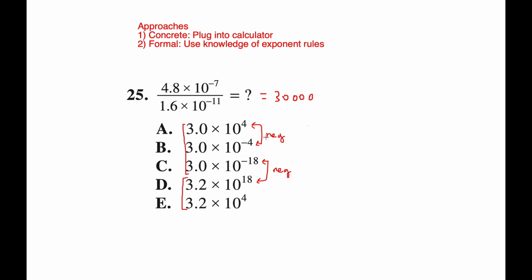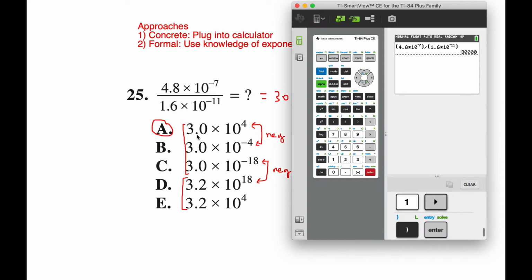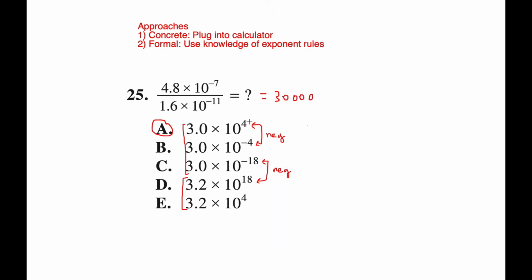And at this point, none of these answers directly says 30,000, since they're all in scientific notation. If we're comfortable with scientific notation, though, we could see that this 30,000 is equivalent to A. If we're not really comfortable with scientific notation, we could just enter these expressions from the answers into our calculator and see which one matches up. So for example, we could type in 3.0 times 10 to the 4th, and we would see that that in fact equals 30,000. So that confirms A is correct.